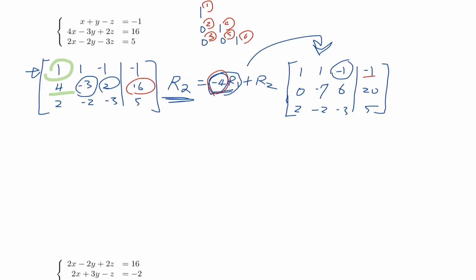Okay. And it's always helpful to double check, right? Negative 4 times 1 plus 4 gives me 0. Negative 4 times 1 gives me negative 4. Negative 4 plus negative 3 gives me negative 7. Negative 4 times negative 1, positive 4 plus 2 gives me 6. Negative 4 times negative 1 gives me positive 4, plus 16 gives me 20. So this is good. Okay, so make sure you don't make any mistakes, because one mistake will result in a wrong answer.